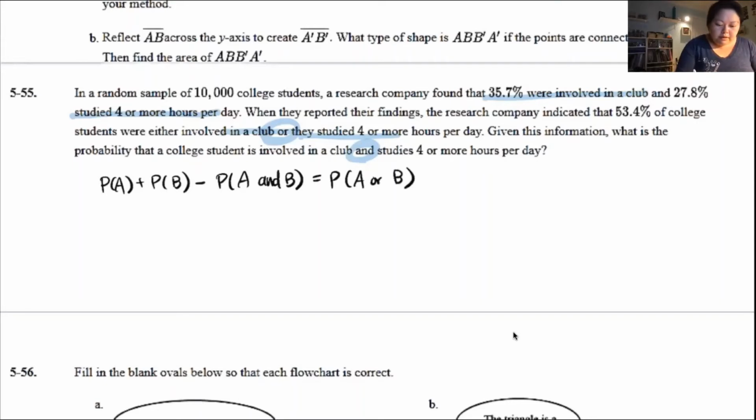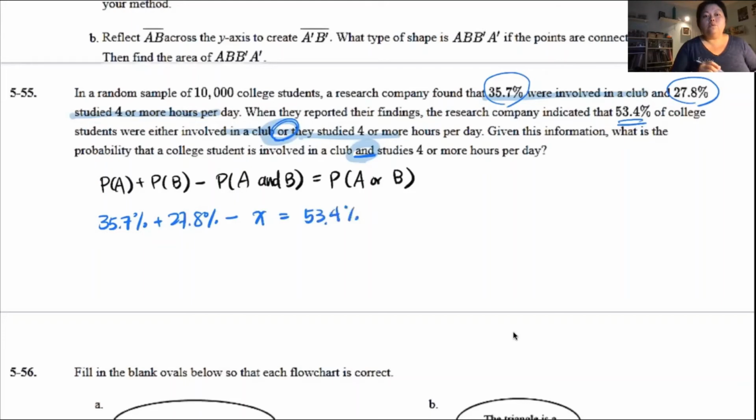So what is the probability of the first event? The first event was 35.7%. The second event was 27.8%. We don't know the and, right? This is what we're looking for. The and, we don't know. So X, we don't know that. But we do know the or event was 53.4%.